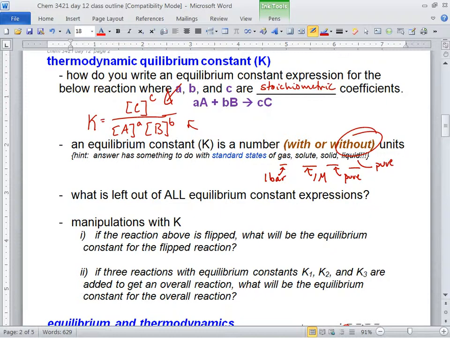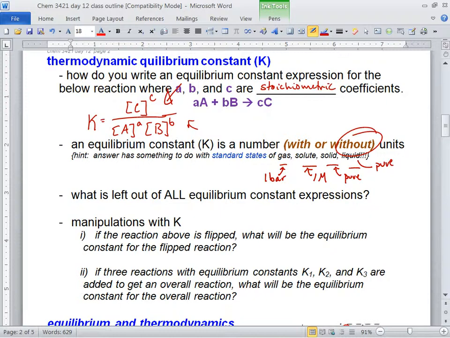So what I'm getting at is something that we're never going to do and we're never going to see. We're never going to write all of our concentrations, whether it's a gas, solute, or whatever, with respect to its standard state. We just leave it out. But we shouldn't, because that's how the units all cancel out.